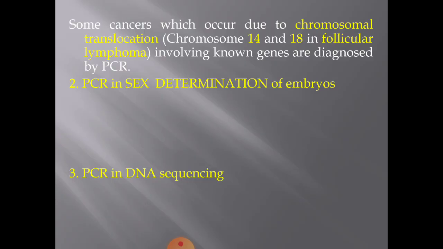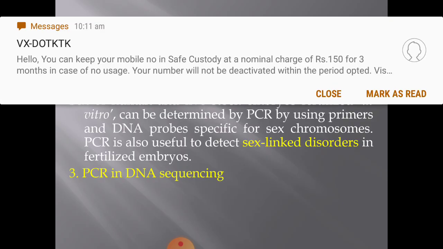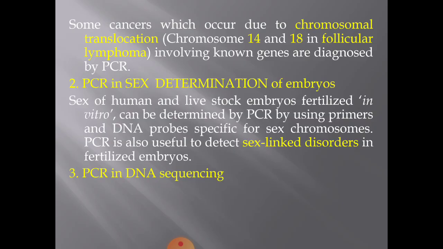Okay. Then PCR is also employed in sex determination of embryos, sex of humans and also livestock. Okay. Livestock fertilized in vitro, that means you have carried out fertilization in the laboratory, can be identified or determined by PCR using primers and DNA probes which are specific for sex chromosomes. PCR is also useful to detect sex-linked disorders in fertilized embryos.